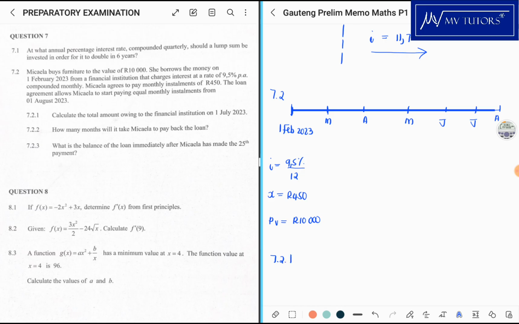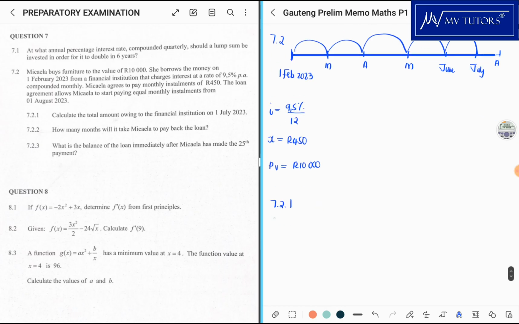All right, so it says, calculate the total amount owing to the financial institution on the 1st of July. So remember, this is June, this is July. So basically, 1, 2, 3, 4, 5. Okay, so our N then for answering this question is 5.